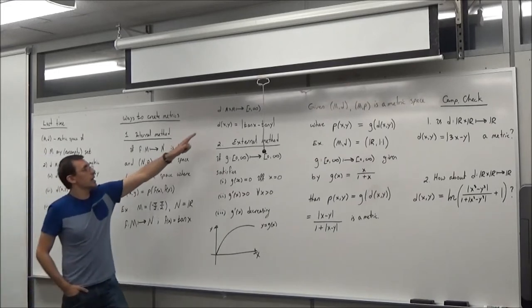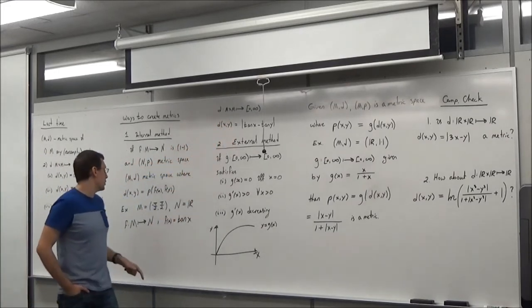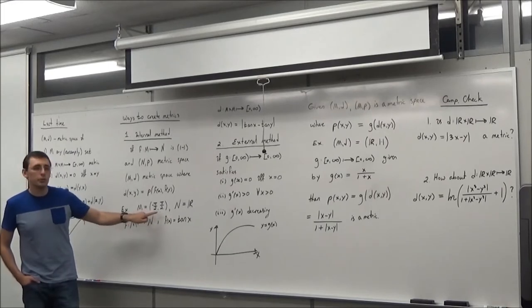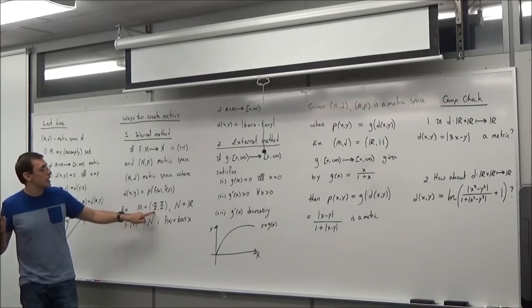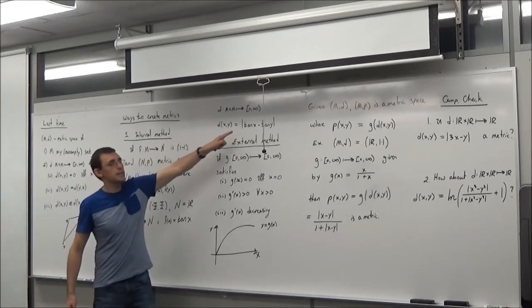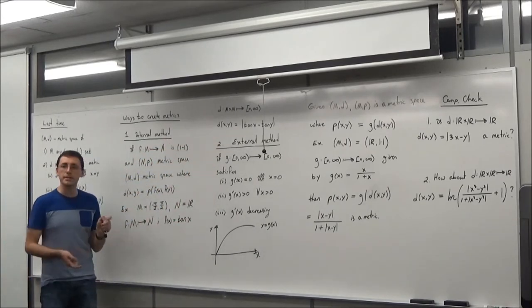But if I create this type of metric on it, notice that if I included minus pi over 2 and pi over 2, the distance between them, you might think, is zero, which can't be. In fact, this is minus infinity and this is infinity. So by the metric I described, the distance between those two points is infinite.